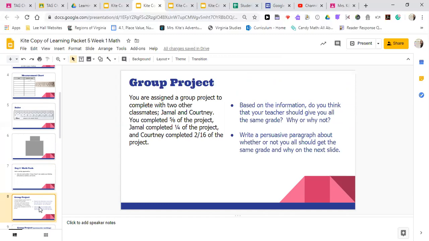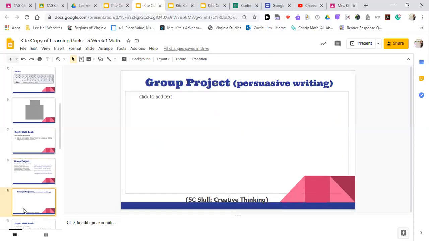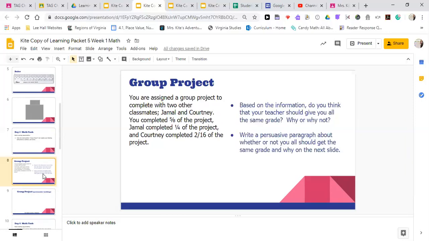Based on the information, do you think that your teacher should give you all the same grade? Why or why not? Then you are going to write a persuasive paragraph about whether or not you should all get the same grade and why on the next slide. Now, while you can come over here and give me an answer like, yes, because we all worked on it, we should get the same grade because it's a group project and it's a collaboration. This is math, and so I'm going to be looking for numbers, and your teachers are going to be looking for numbers as well.